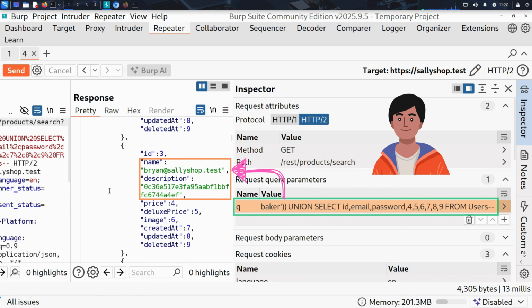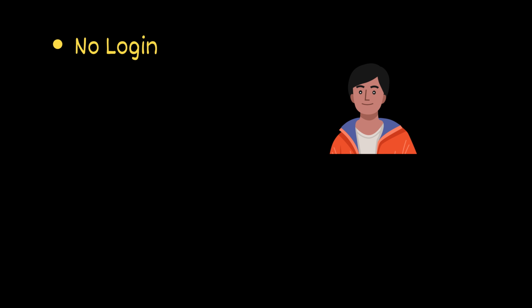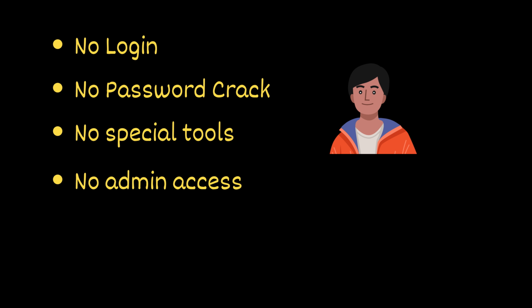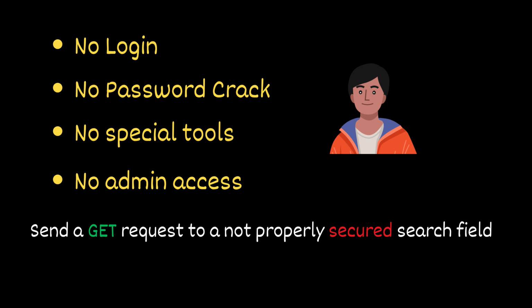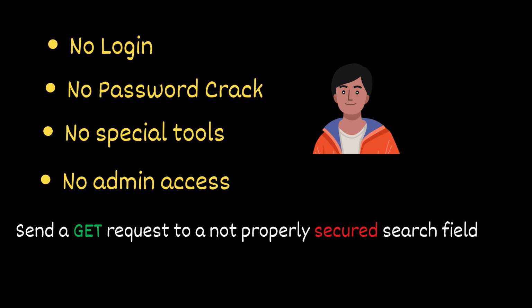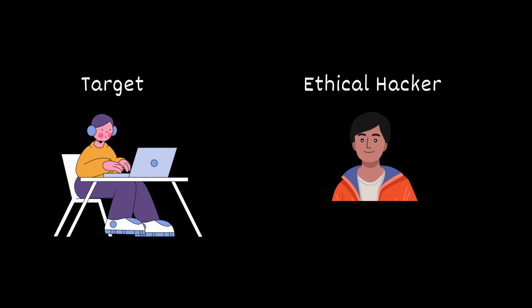Kim used nothing more than a vulnerable search box and some clever SQL syntax to extract sensitive user data right from the database. And the most shocking part? Kim didn't need to log in. He didn't crack a password or bypass a login form. He didn't need special tools or admin access. All he did was send a single, carefully crafted request to a search field that wasn't properly protected. This wasn't just a proof of concept. It was a real working example of the kind of data breach that happens every single day on millions of poorly secured websites around the world.